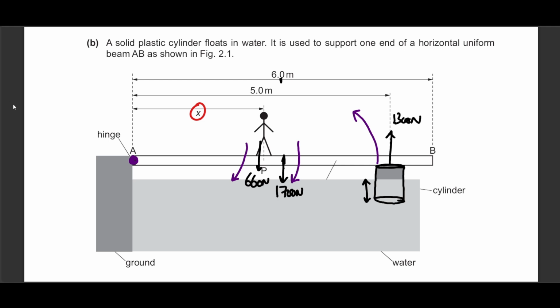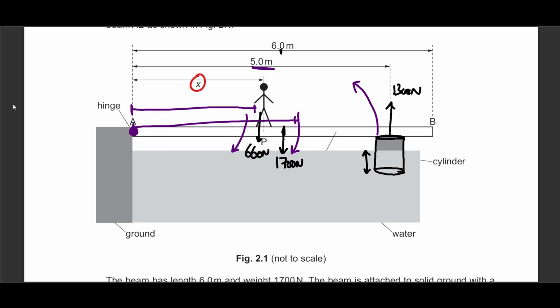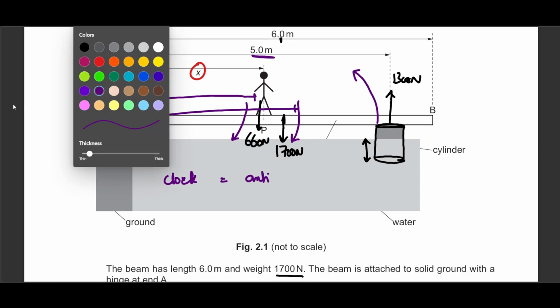Now, the location of the pivot is important because we are going to measure all the distances from that point. So this is x, quite understandable. This is going to be 3 meters. And this is also given to you as 5 meters. So all the distances are there. Let's do that. So all the clockwise moments should be equal to the sum of anti-clockwise moments, to be precise. So let's write it down.